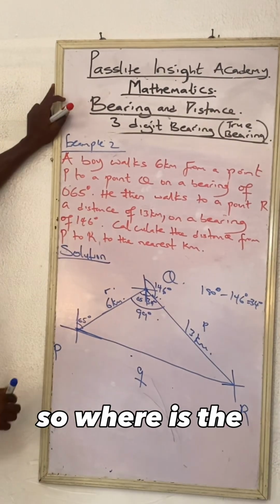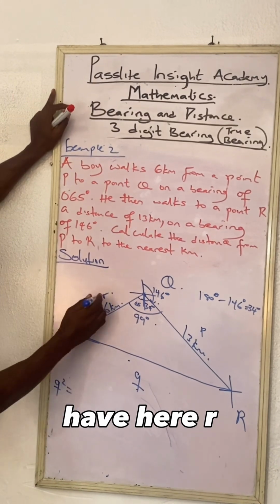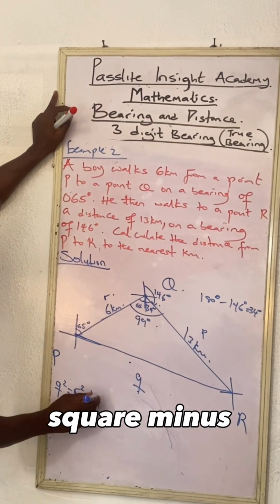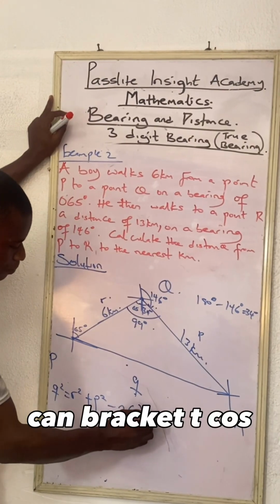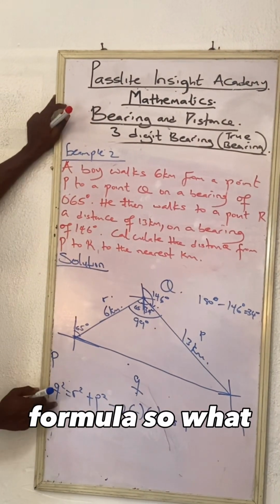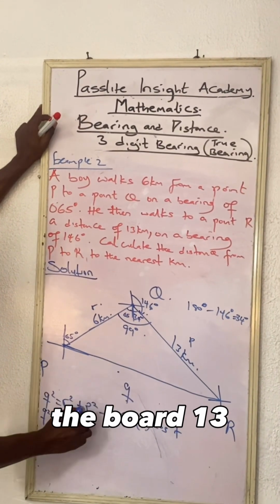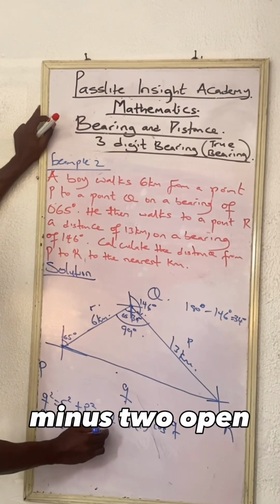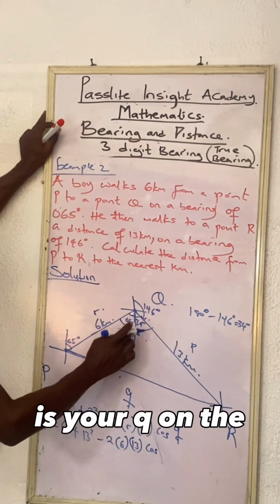So we are using the cosine rule. What's the cosine rule? I'm looking for this one first, Q squared. Q squared is equal to R squared plus P squared minus 2RP cos Q. That is the formula. So what is R squared on the board? 6 squared. What is your P on the board? 13 squared, minus 2 times 6 times 13 cos of your Q on the board.